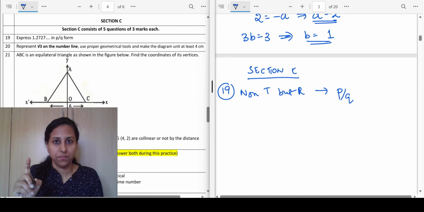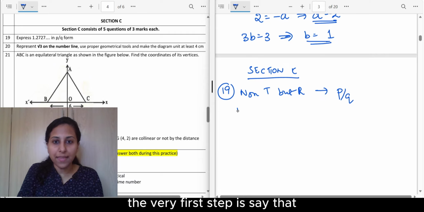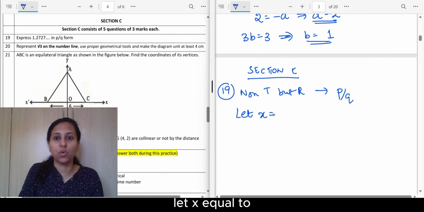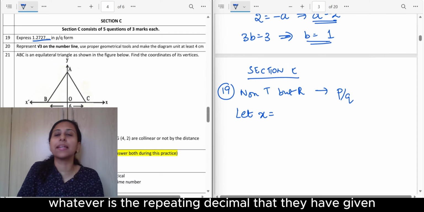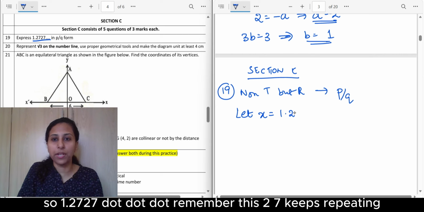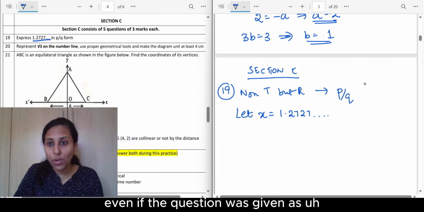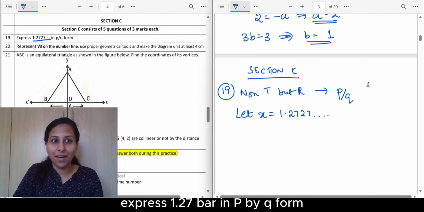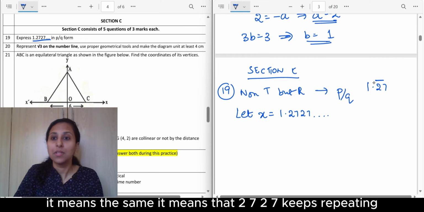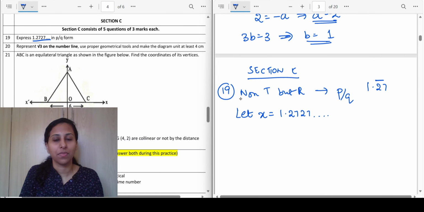The very first step is to say that let x equal to whatever is the repeating decimal that they have given. So 1.2727... Remember, this 27 keeps repeating. Okay. So x equals 1.27272727. Even if the question was given as express 1.27 bar in p by q form, it means the same. It means that 2727 keeps repeating.